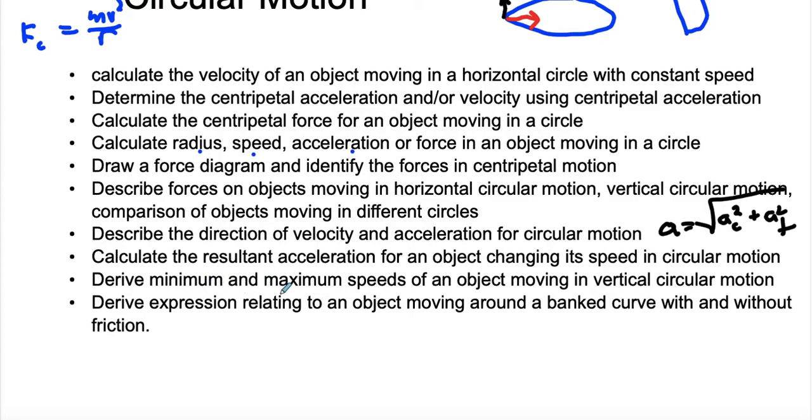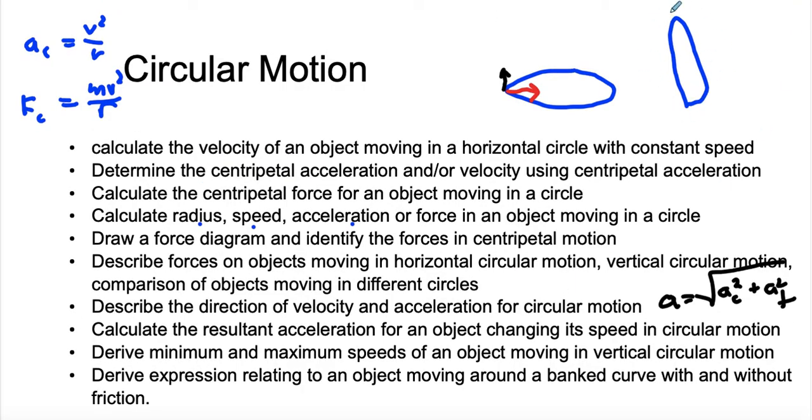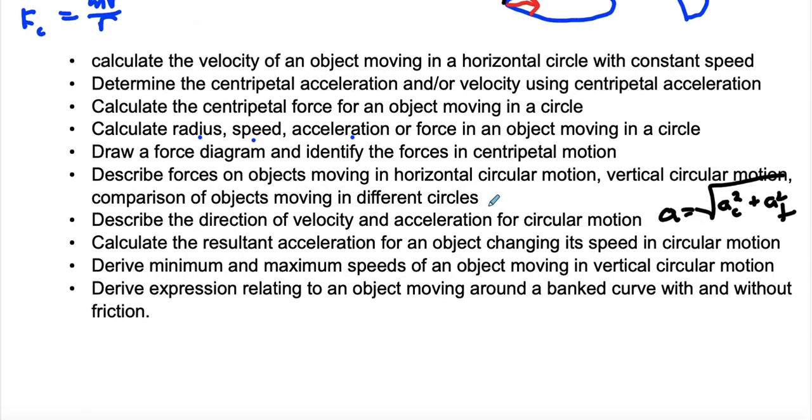Derive minimum and maximum speeds for vertical circles. So if you're swinging something in a vertical direction, like say you're swinging a bucket over your shoulder, then what is the speed at the bottom? What's the speed at the top? You'd be able to get maximum and minimum speeds using these expressions. You'd have to calculate all the forces and know that the net force is going towards the center depending upon the speed of the object, and then you can get the speed.